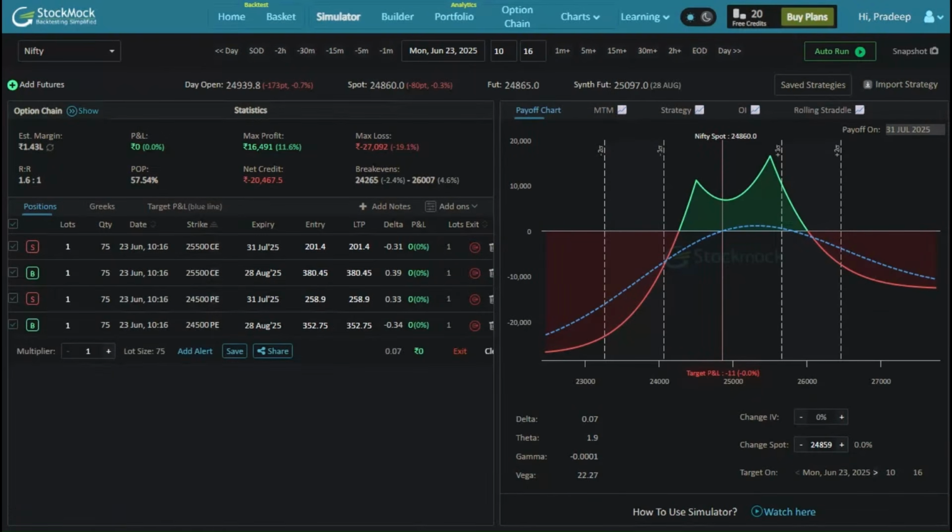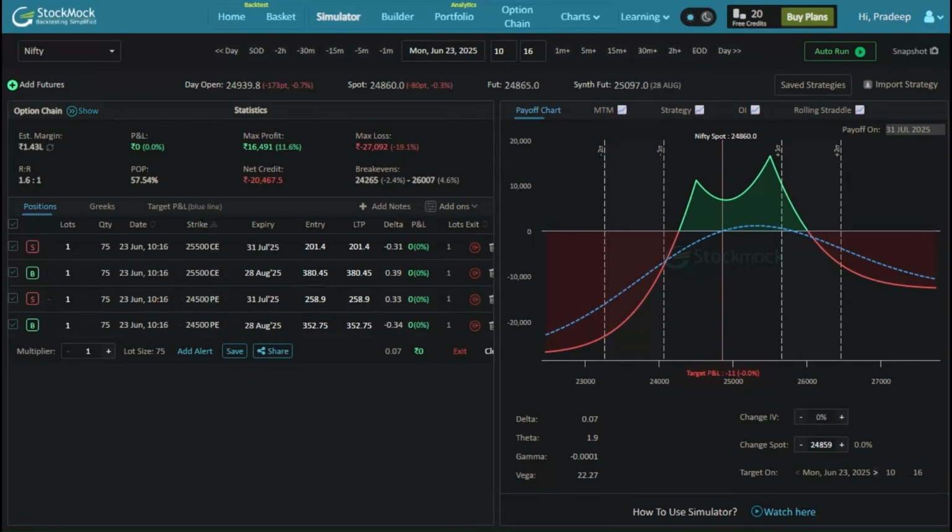Now if you see my buying, this is the buying: 380 rupees plus 350 rupees. So 380 plus 350 is somewhere close to 750 rupees. So I received 450, I am paying 750. Whatever I have sold is much more than 50 to 60% of whatever I am buying. So then definitely this trade makes sense.